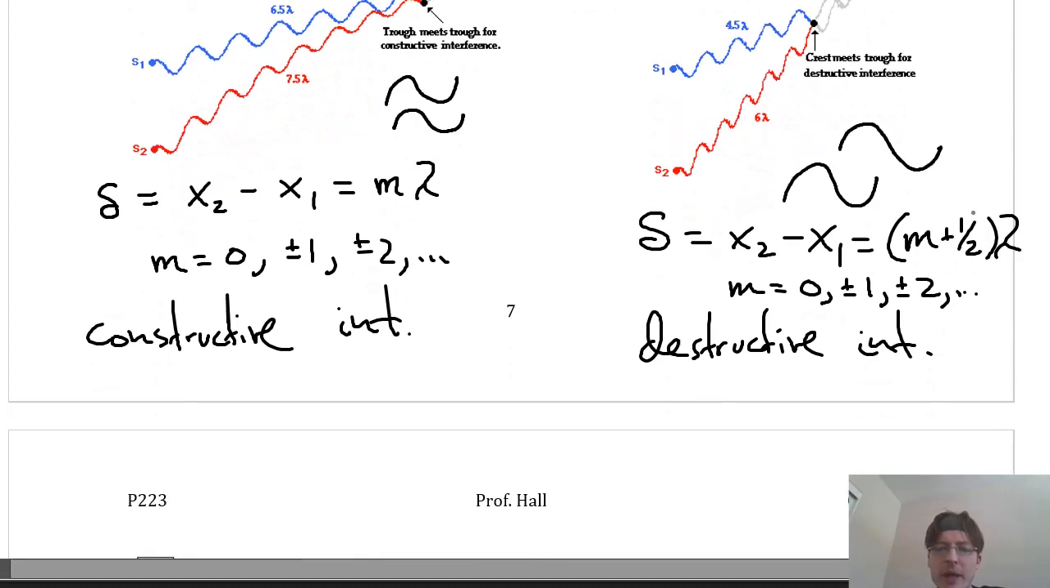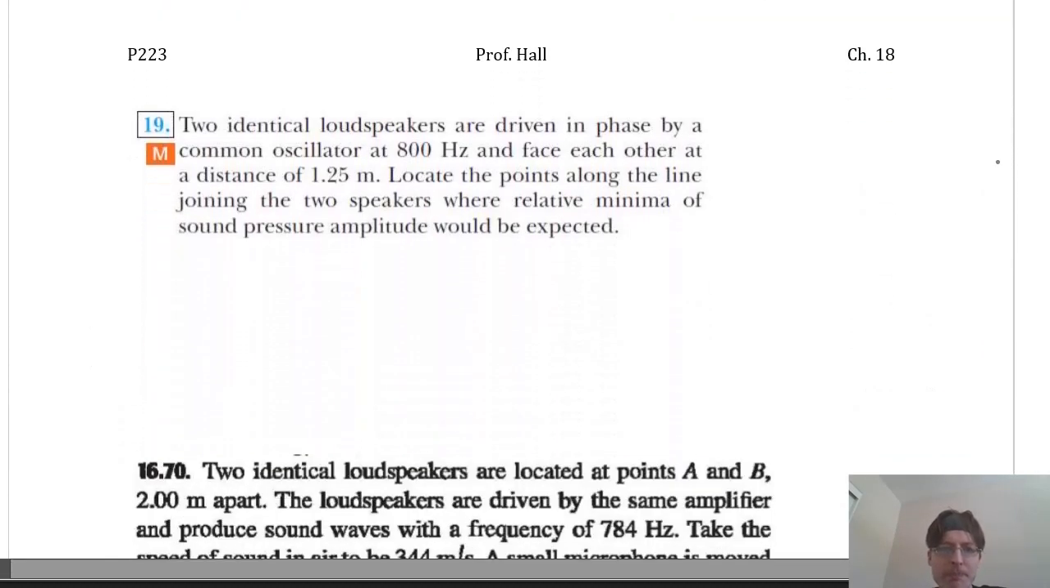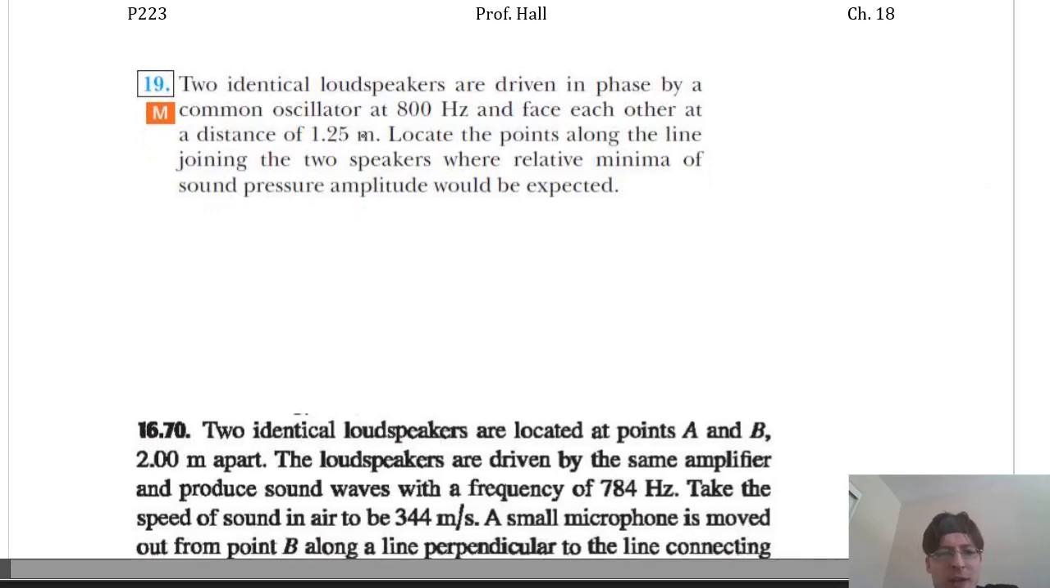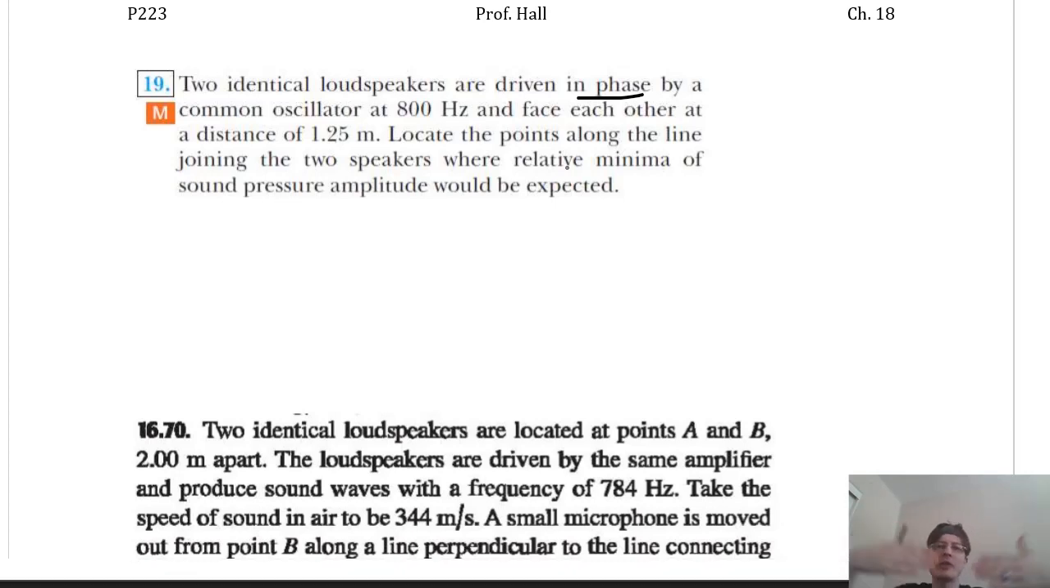Okay, so let's look at an example. Two identical loudspeakers are driven in phase by a common oscillator. Decipher this for a second. They're driven in phase. That means the speaker moves out at the same moment for both speakers. They're not out of phase, like they're not pushing and pulling opposite each other. The speakers are moving in phase, just like on the water, where he was pushing the balls against the surface in phase with each other.